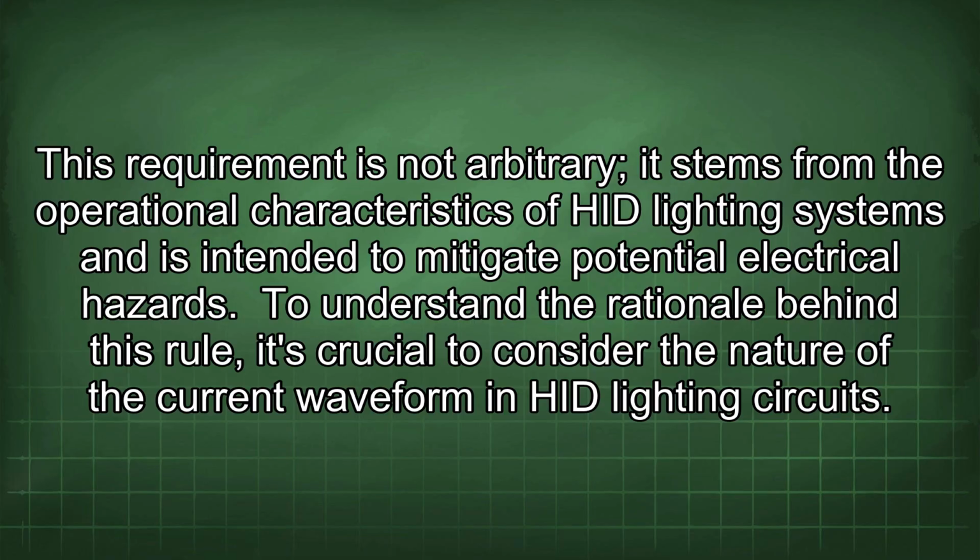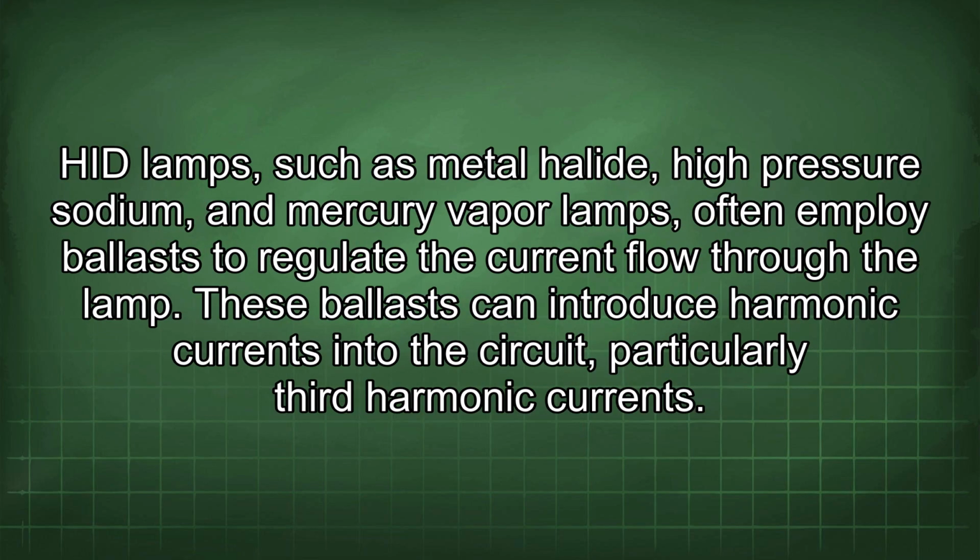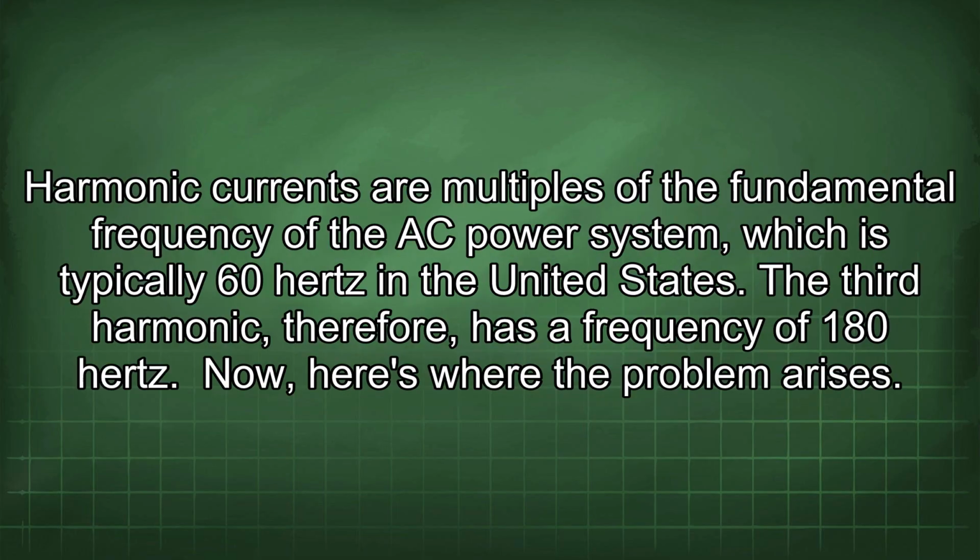in HID lighting circuits. HID lamps, such as metal halide, high-pressure sodium, and mercury vapor lamps, often employ ballasts to regulate the current flow through the lamp. These ballasts can introduce harmonic currents into the circuit, particularly third harmonic currents. Harmonic currents are multiples of the fundamental frequency of the AC power system, which is typically 60 Hz in the United States. The third harmonic, therefore, has a frequency of 180 Hz.